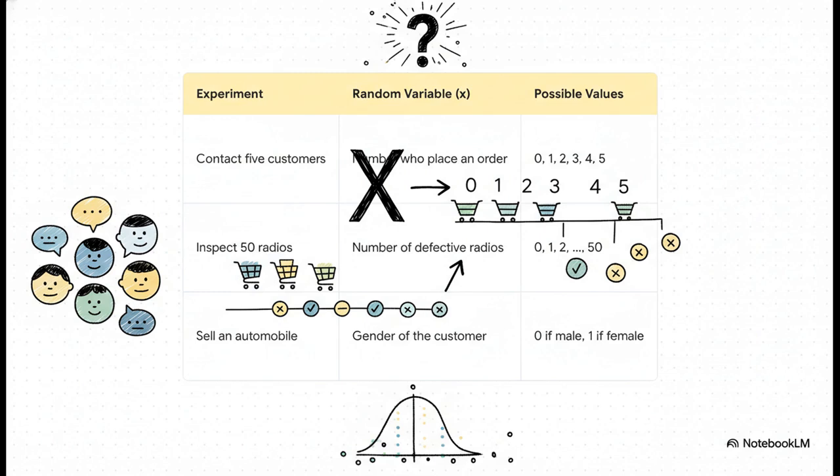And this table here really shows you how useful this idea can be. Look at that first example. The so-called experiment is just contacting 5 customers. The random variable, which we're calling x, is just the number of them who actually buy something. So what are the possible values? Well, 0, 1, 2, 3, 4, or 5. Simple as that. We've just translated a real-world situation into a clean set of numbers we can actually work with.